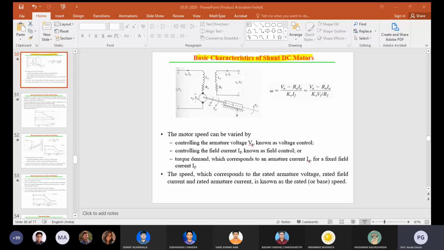So this is the very basic of your DC machines. I think most of you are aware of it. Still, I am recapping, because it is related to our study. That's why I have to discuss that point.